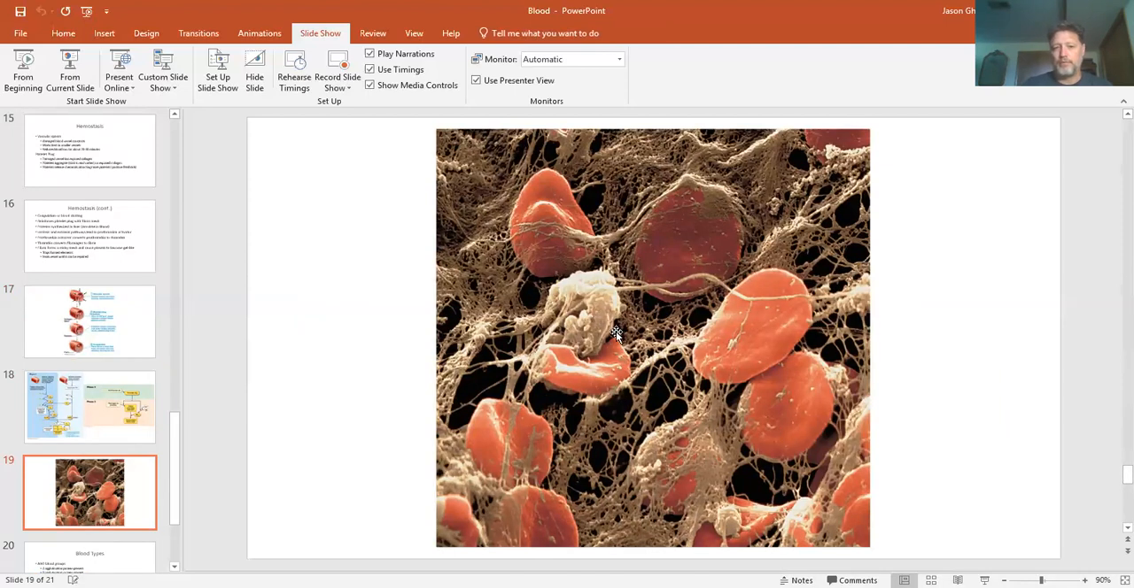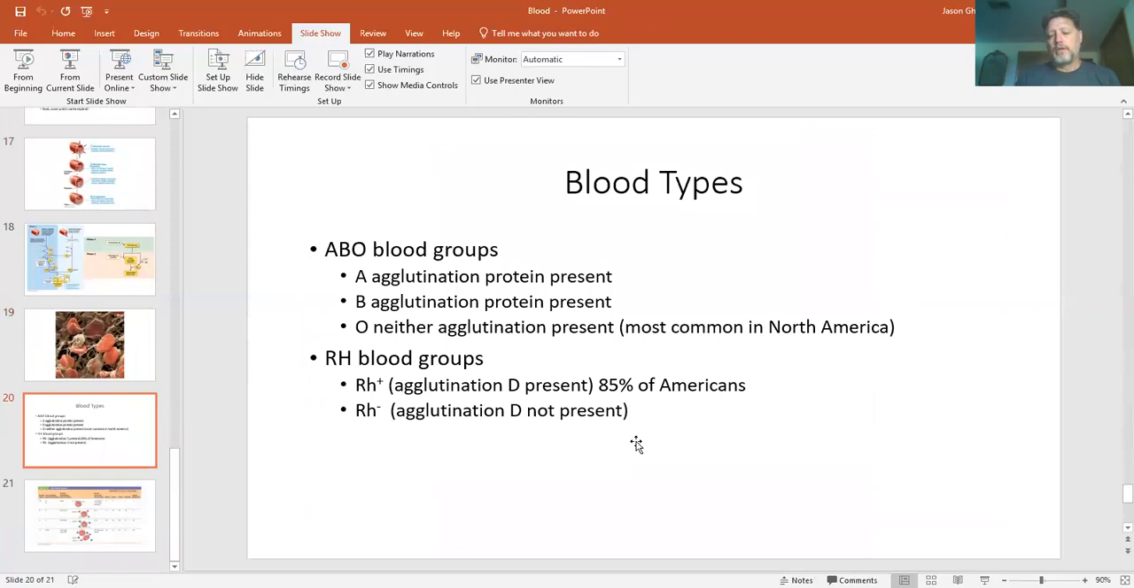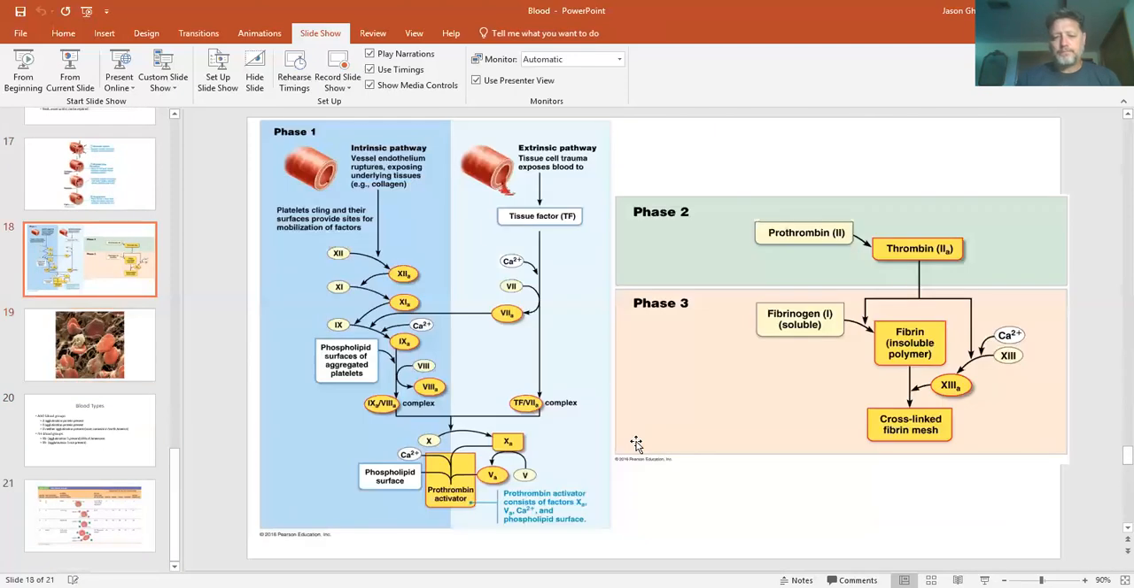All this stringy stuff on the outside, that is the fibrin. Your red blood cells stick to it. There is some bacteria stuck to it there. Anything and everything that touches it will get stuck to it. And it really does just plug up a hole. It's more durable than the platelet plug, and it'll last longer. So that way you can stop the bleeding until your blood vessel can be repaired.